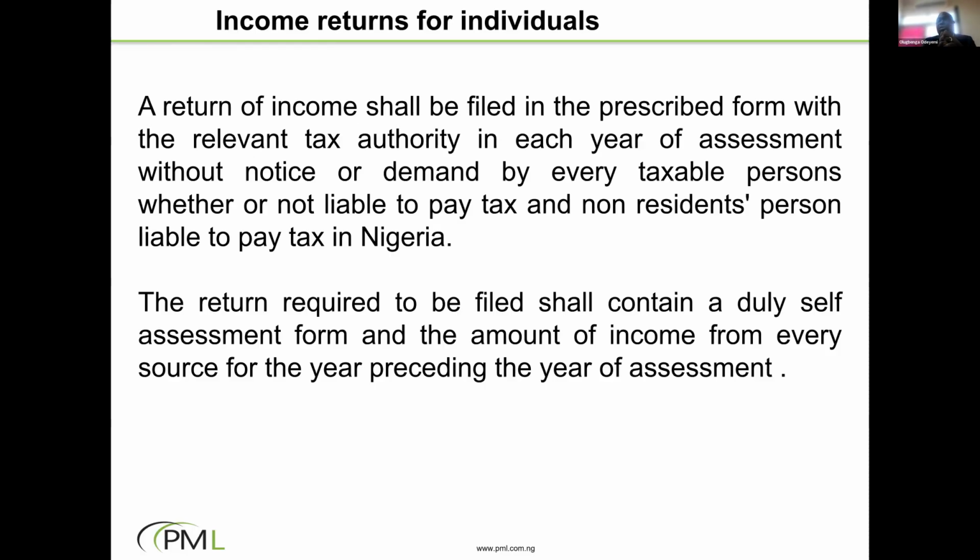And the return required to be filed shall contain your self-assessment form and the amount of income from every source for the year preceding the year of assessment. So what we mean is that, say in 2026 now, all your activities in 2026 as an individual has to be filed by next year. You will file it and show the details of those revenue, where you earn it from, and the activities where the source of the money comes from, so that, and you know this time around, you can't lie.